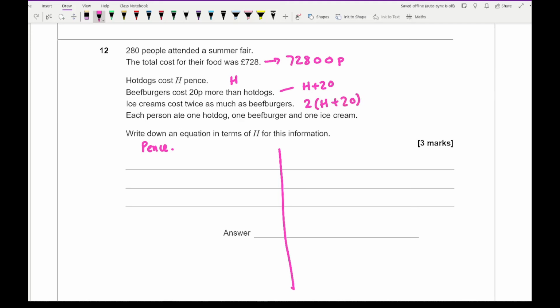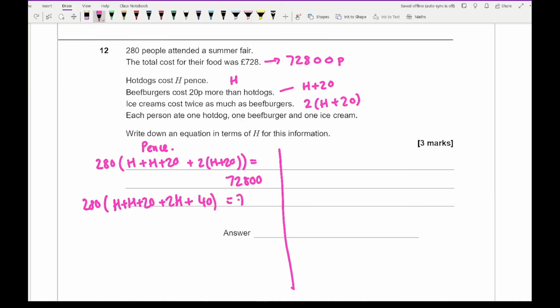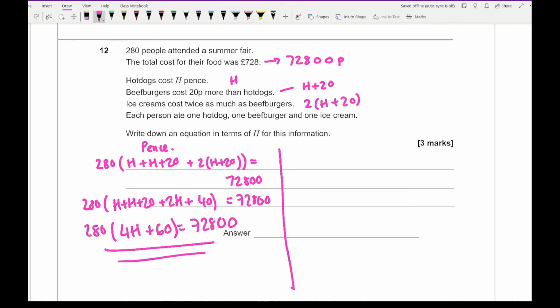So then looking at the number of people, that's 280. So I've got 280 multiplied by H plus 20 plus 2 lots of H plus 20, and that comes up to a grand total of 72800. Now, if I just neaten up that bracket, I get 280, and then it's going to be H plus 20 plus 2H plus 40, and that equals 72800. So then simplifying the bracket, I get 280 times 4H plus 60 equals 72800. So that is the answer if you are working in pence.